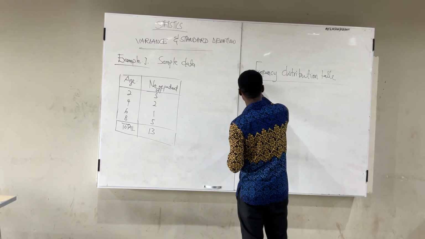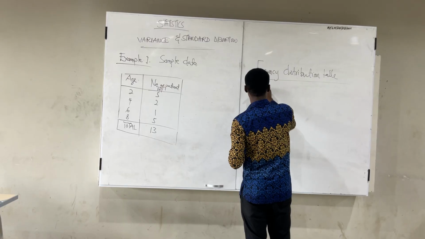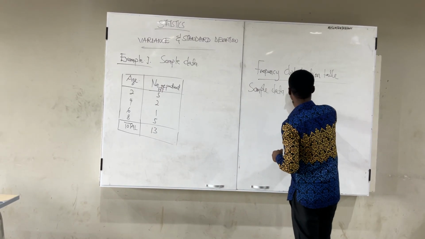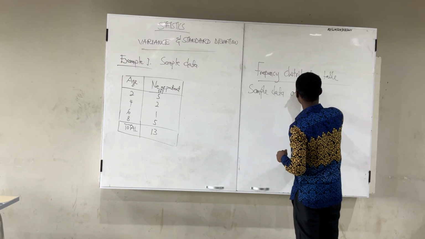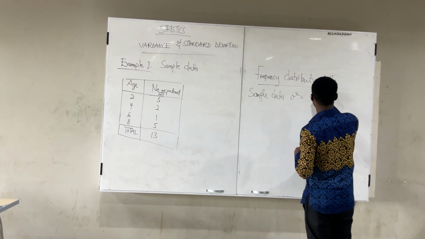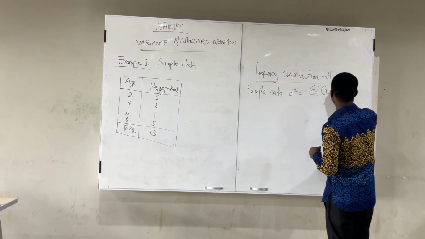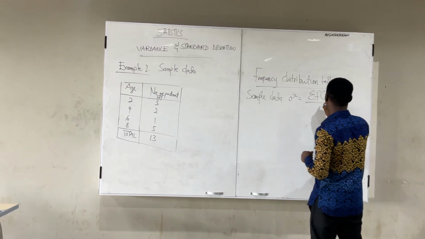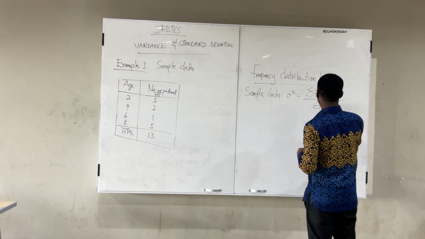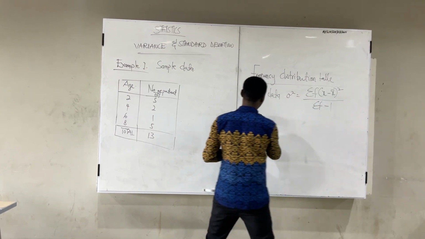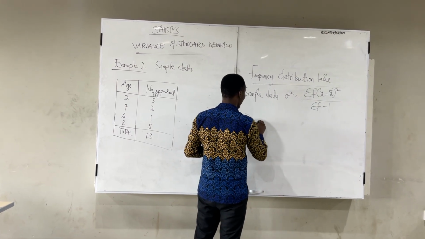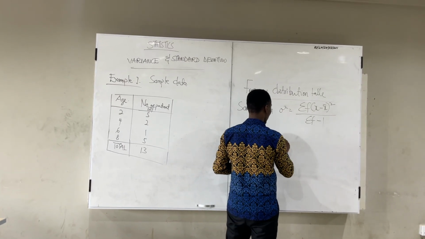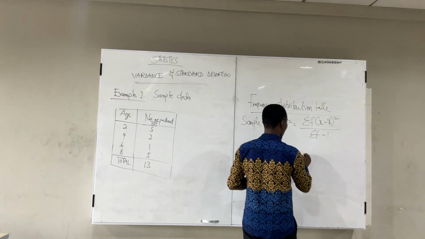So for sample data, this is the variance formula you are going to use: sum of f into bracket x minus the mean, all squared, all over sum of f minus 1. If it is population data, this is the formula you are going to use.